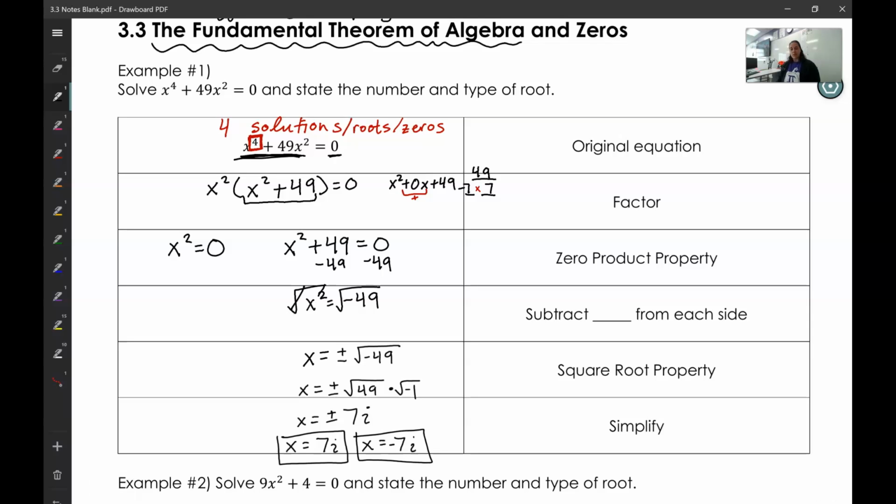But we said it's supposed to have 4. Right now, I only have 2. Well, the other 2 come from this, because if this is x squared equals 0, it's actually 2 solutions, x equals 0. So those are my other 2 solutions. So you'll notice we said this should have 4 solutions. Well, I have 1, 2, 3, 4. That's what the fundamental theorem of algebra says. Your biggest degree polynomial is how many solutions you should have.